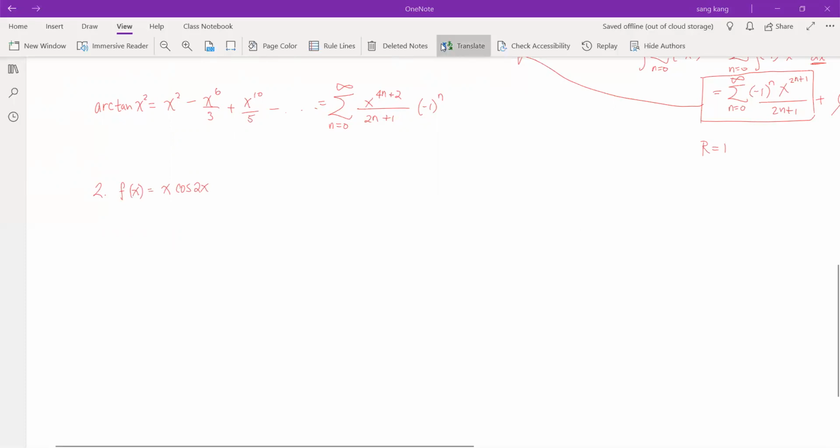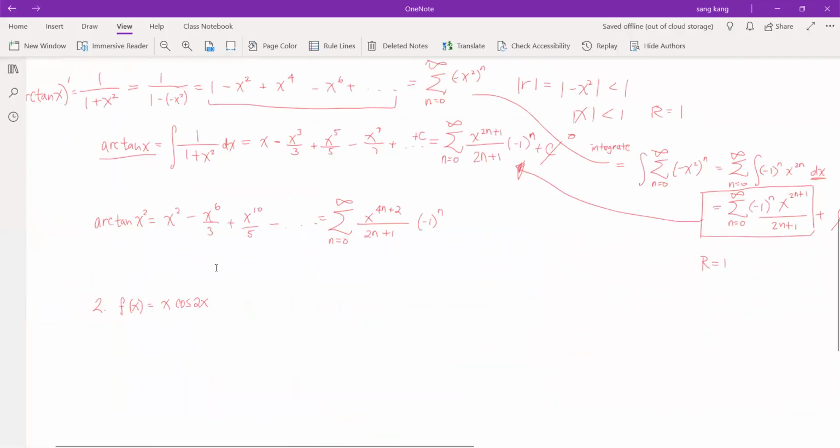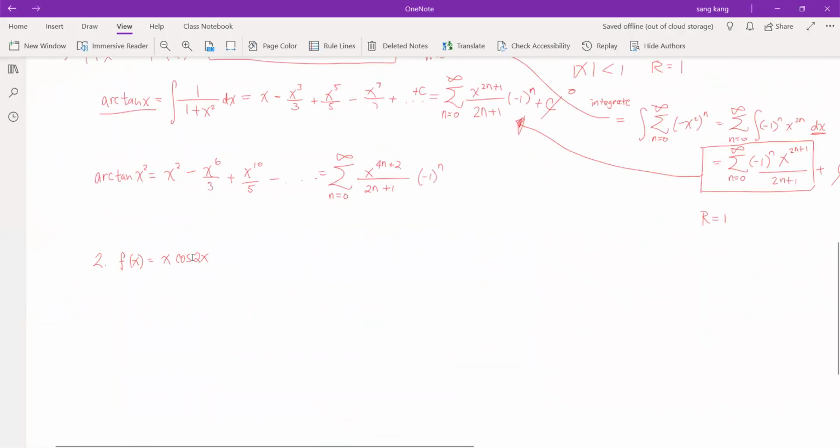Okay, so we start with our known series, cosine of x, where R is infinity, and we'll replace x with 2x, and then multiply it by x to get our desired series.